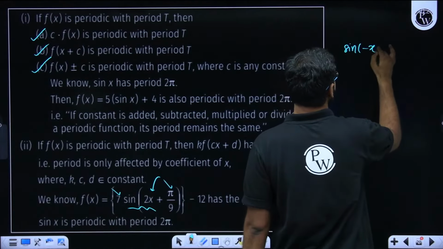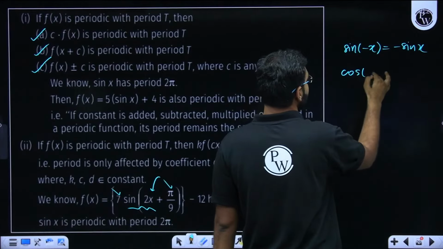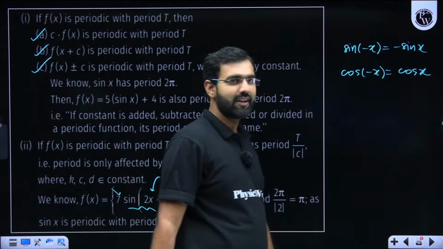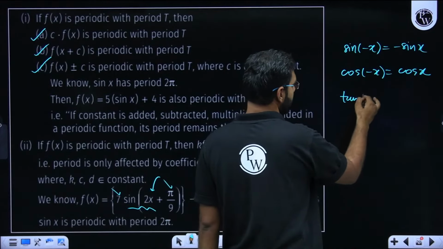We know sine of minus x is minus sine x. That is clearly odd. We know cos of minus x is cos of x. So that is clearly even. And if I take their ratio, I'll have tan of minus x, which is minus tan x. So tan is odd. So that is how you remember.